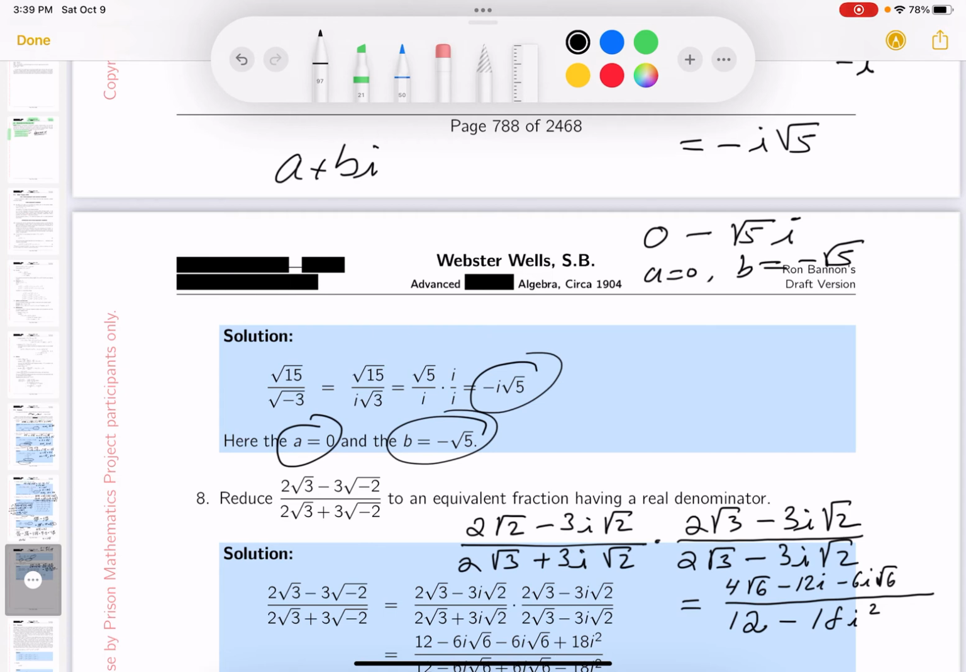And I'll check myself again. 2 times 2 is 4, 4 root 6. And then I get minus 6i times 2, minus 12i. And I get minus 6i root 6. Yeah, I'm doing okay. And then last but not least, you get plus 9i squared, which is minus 9. And then you're going to get times 2. So I'm going to say minus 18.